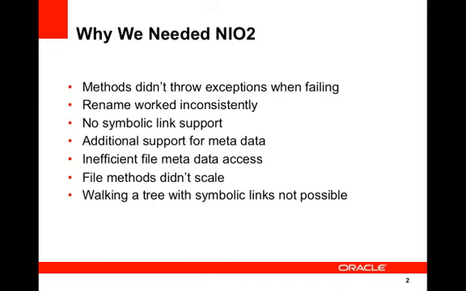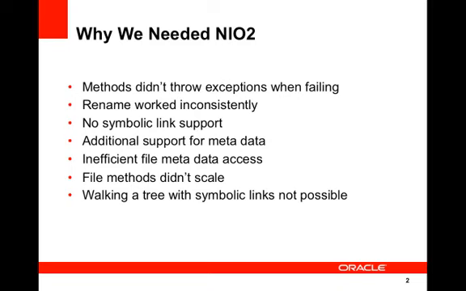So why do we need new IO2? Prior to the Java SE 7 release, the java.io.File class was the mechanism used for file I/O, but it had a variety of drawbacks. First of all, many of the methods didn't throw exceptions when they failed, so it was impossible to obtain useful error messages. For example, if a file deletion failed, the program would receive a failure, but wouldn't know if it was because the file didn't exist, or the user didn't have permissions, or there was some other problem.